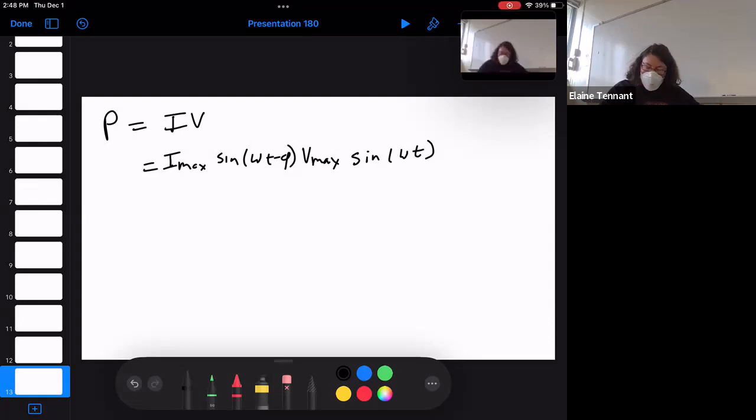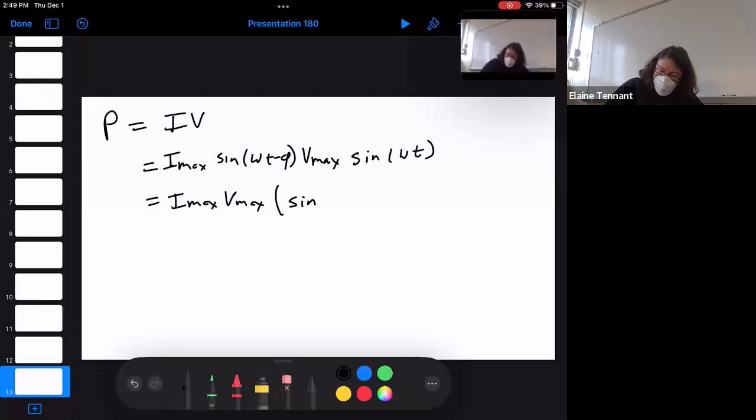Okay, looking at this, let's start clumping things together and see what we can do here. Let me put my I max and my V max together, because those are constants. They're time independent. And then I have this sine omega t and sine omega t minus phi.